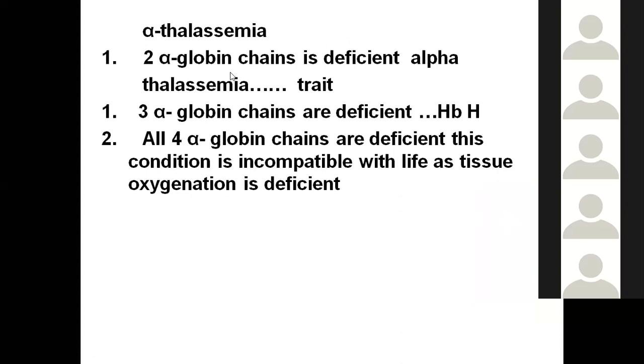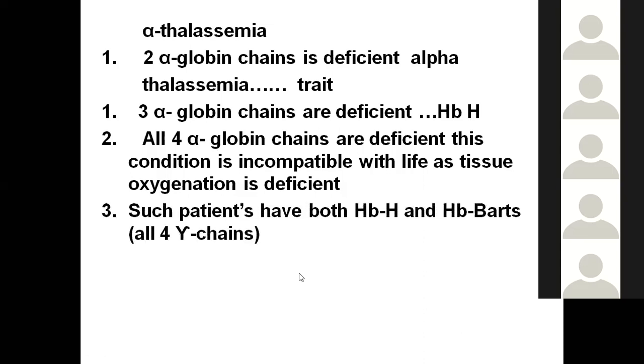Now see alpha thalassemia: when 2 alpha globin chains are deficient, it is the alpha thalassemia trait. But when all 3 alpha globin chains are deficient, it is hemoglobin H. 3 were deficient, okay. Now if all 4 alpha globin chains are deficient, this condition is incompatible with life as tissue oxygenation is deficient. All 4 globin chains. That will be major.